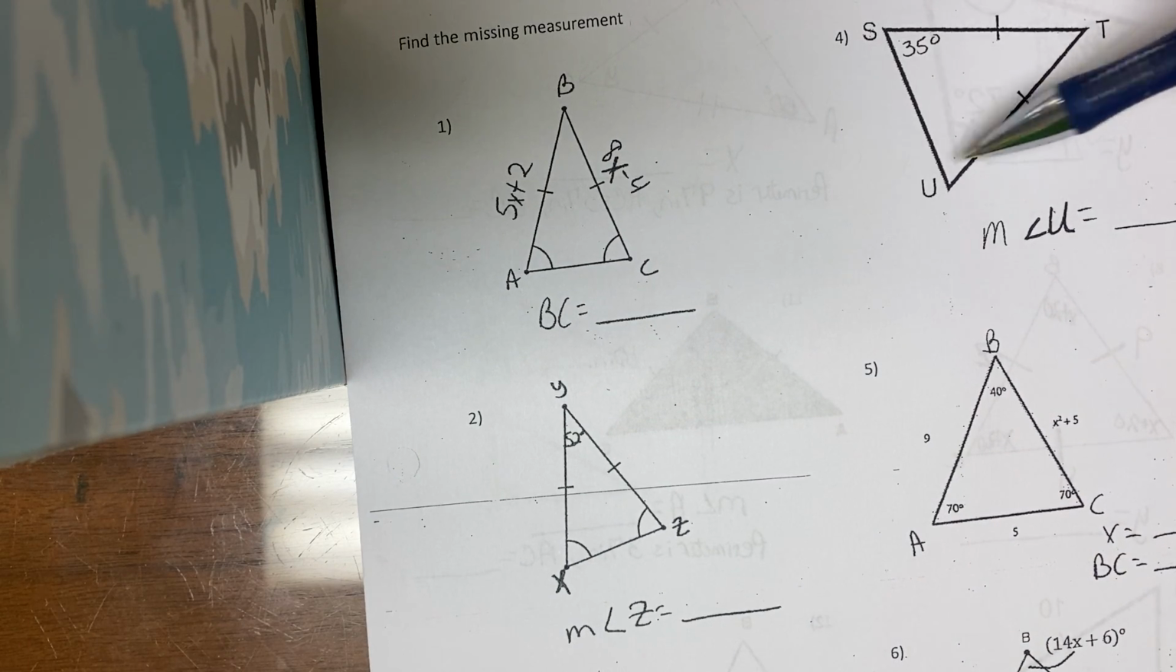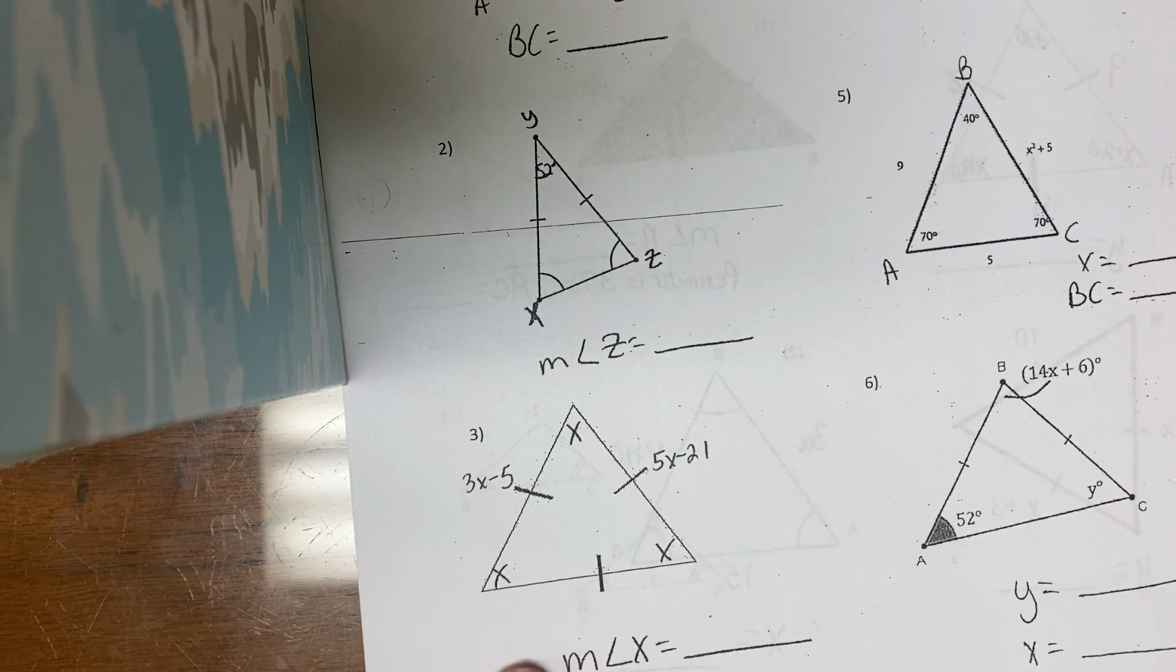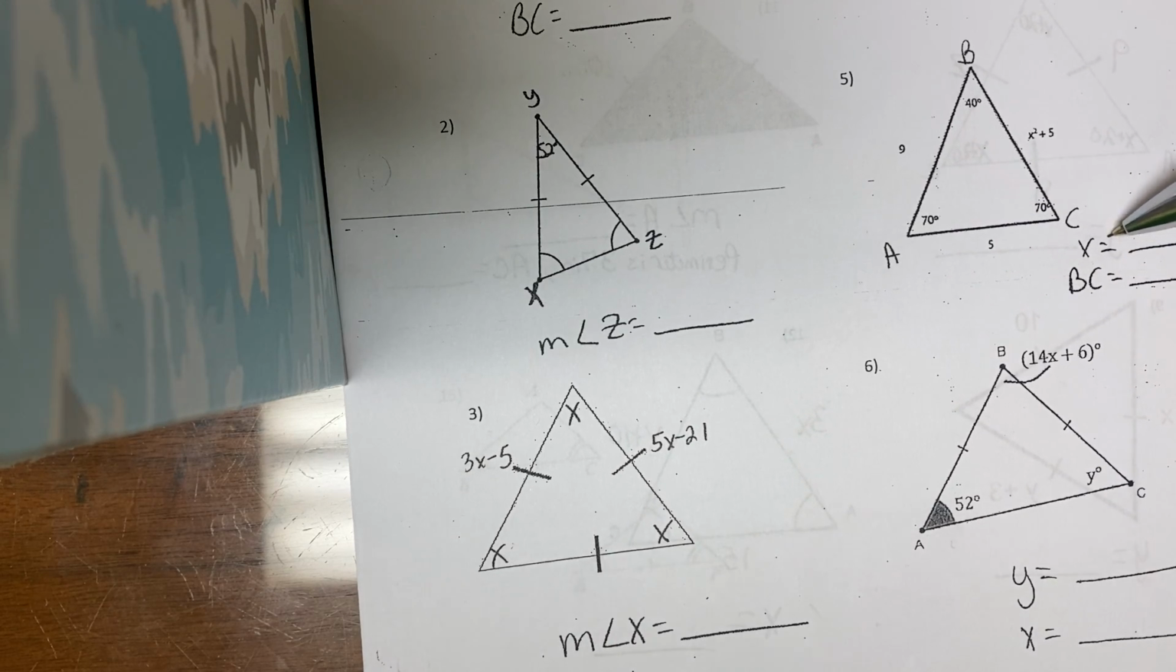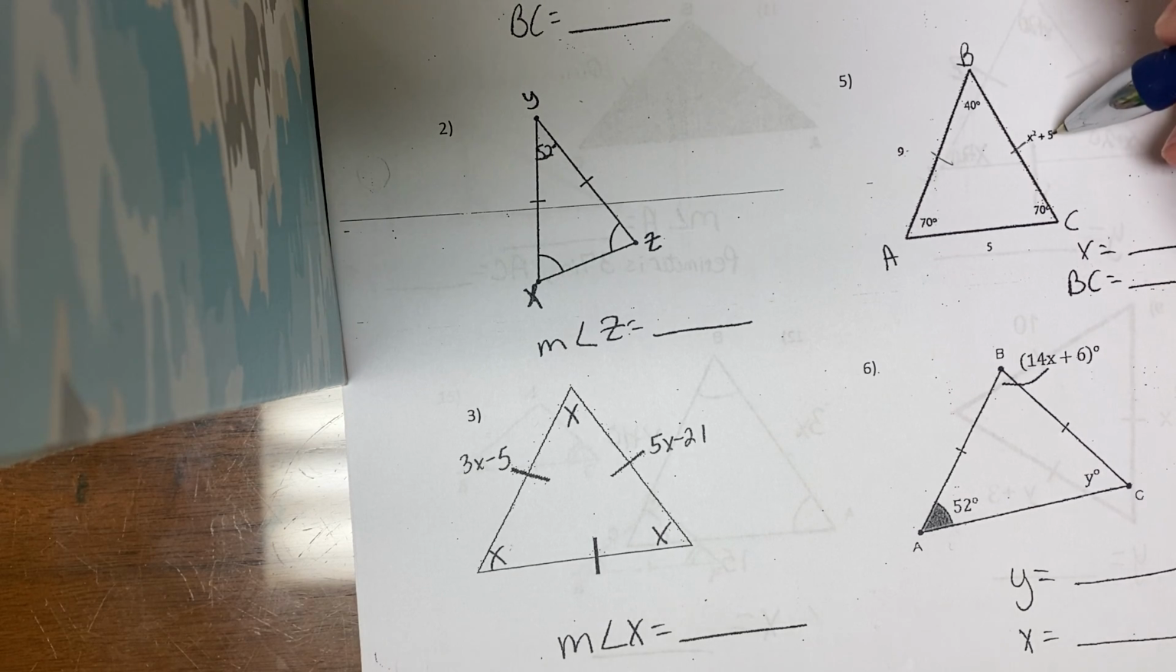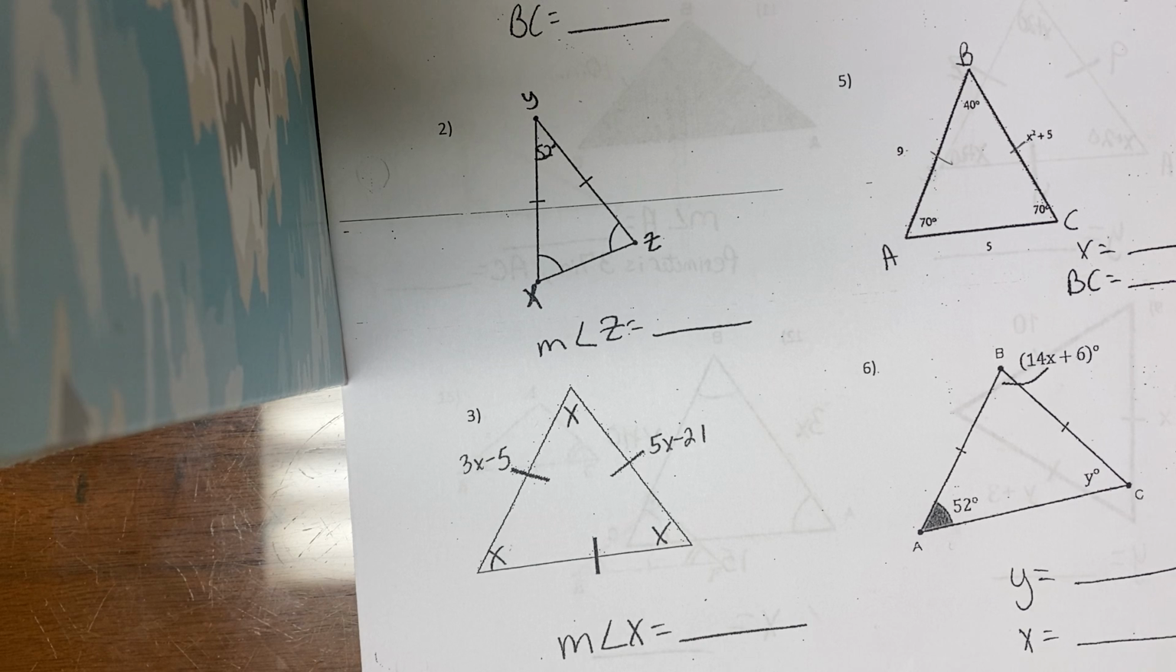Isosceles, sides are the same, angles would be the same. Here to solve for x, you're going to put the two sides equal because the angles are the same, so sides would be the same. So set that equal to x squared plus 5. Subtract 5, 4 equals x squared, square root. Then when you solve for x, you're going to plug it into BC, so plug it in over here.